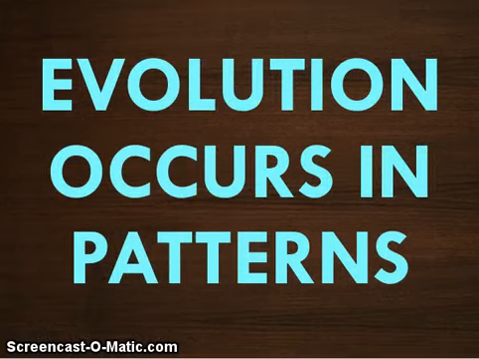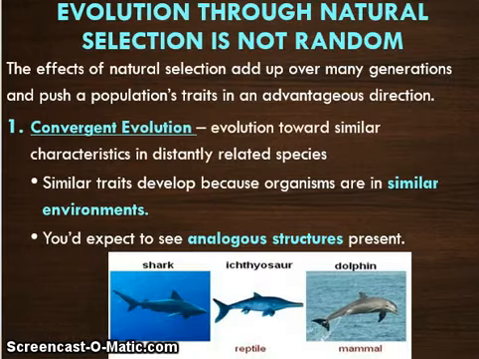So evolution occurs in patterns. So let's look at some of the patterns that we see. So evolution through natural selection is not random. Like I mentioned, it occurs in patterns. So the effects of natural selection add up over many generations and will push a population's traits in an advantageous direction. So the first example of this is convergent evolution.